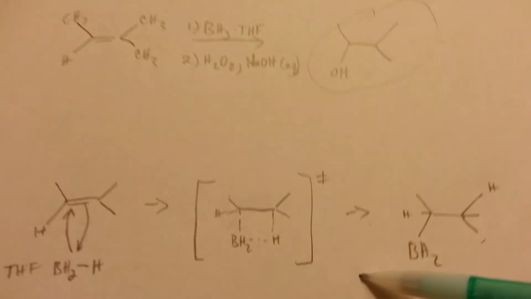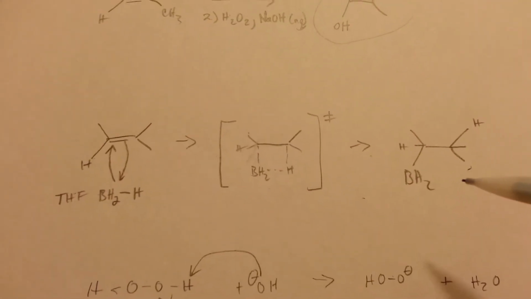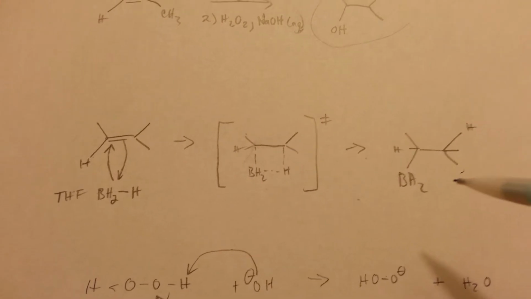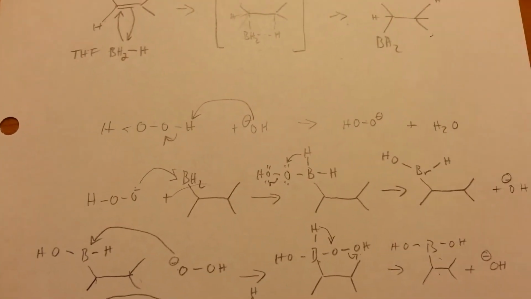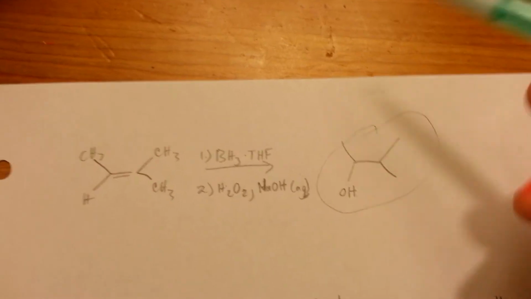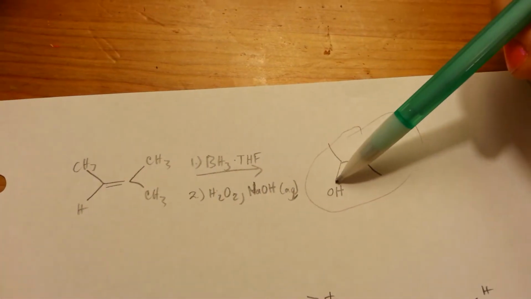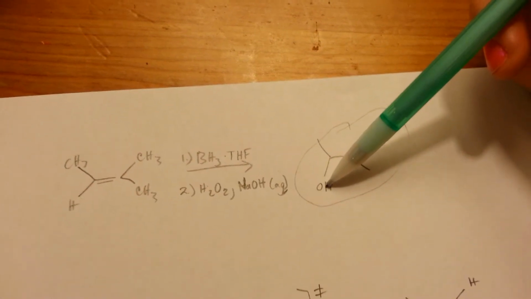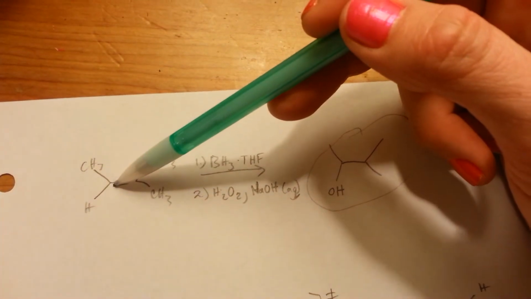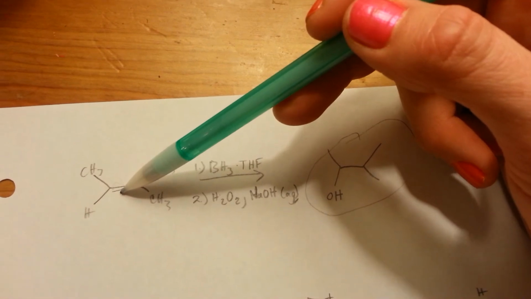So first step is the hydroboration. Second step, all that, is the oxidation. And that is to get the anti-Markovnikov product. So anti-Markovnikov means that the group that you're adding on, in this case, the alcohol, ends up on the less substituted side of the alkene.